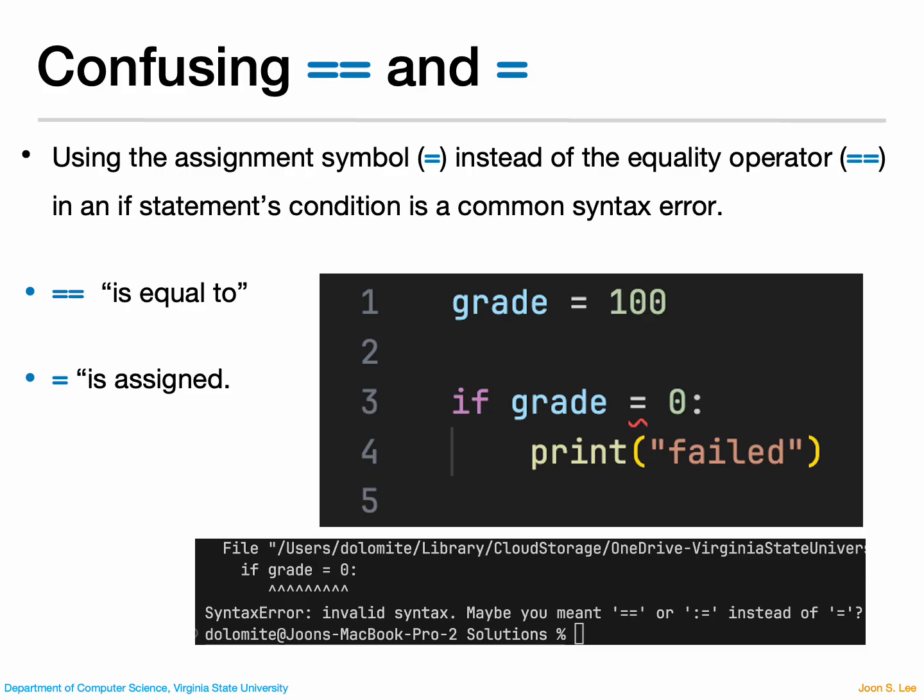So remember, single equal sign means store this value. Two equal signs means check if two things are the same. Mixing these up is a very common source of errors, even for experienced programmers.